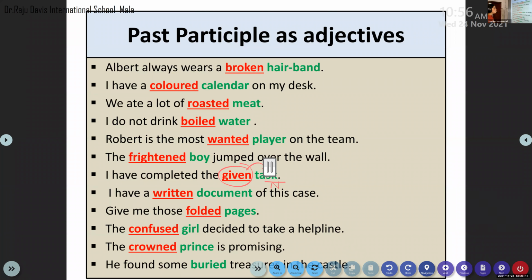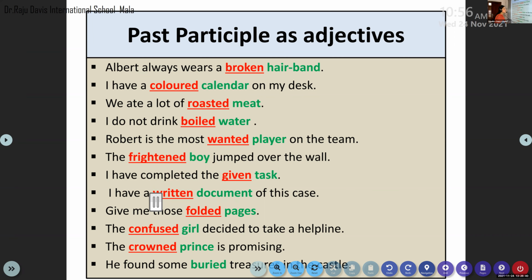I have a written document of this case. Document is a noun, right? Written document. I'm not keeping any printed document or anything. I have a written document in my hand. So written, the past participle form, is used before document, the noun, in the form of a verbal adjective.